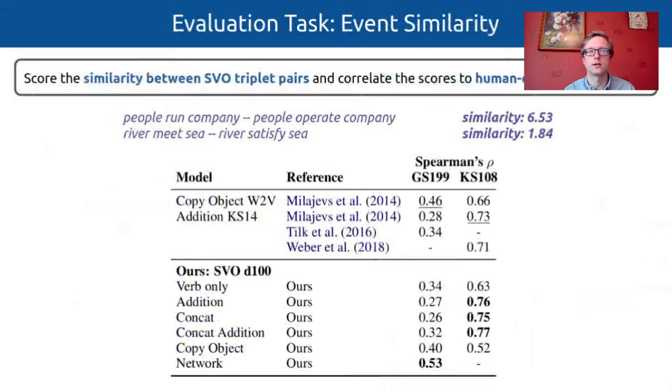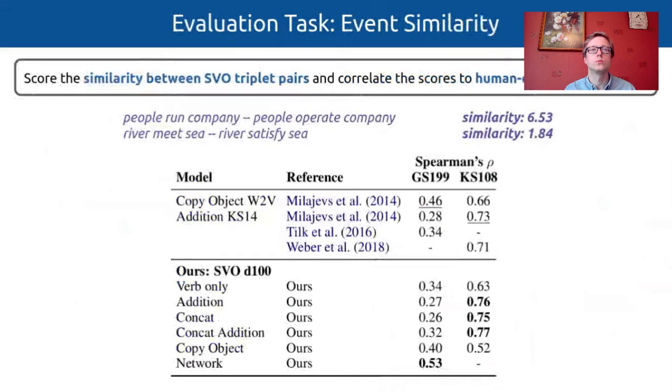Next, we looked at the task of scoring event similarity. In this case, the model gets 2 SVO tuples as input and needs to estimate how semantically similar they are. For evaluation, we measure how well the predicted scores correlate with manual human judgments. So for example, people run company and people operate company have been rated as being very similar by human annotators. And in contrast, river meets sea and river satisfies sea has been rated quite dissimilar by the annotators.